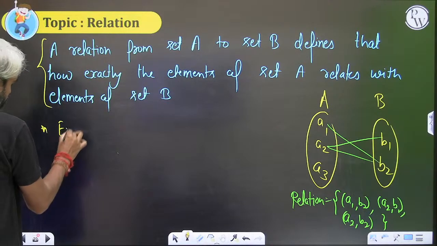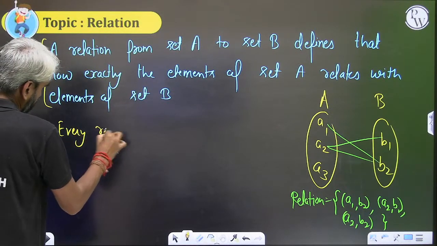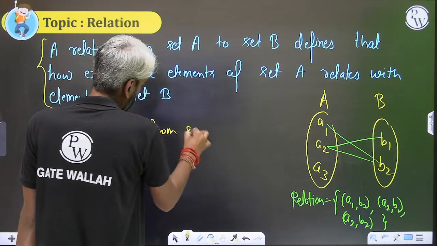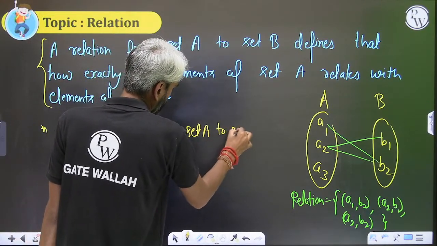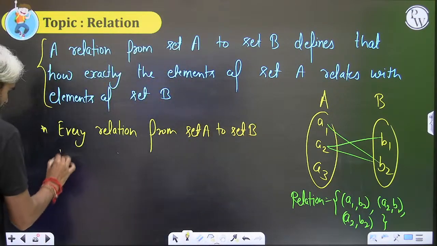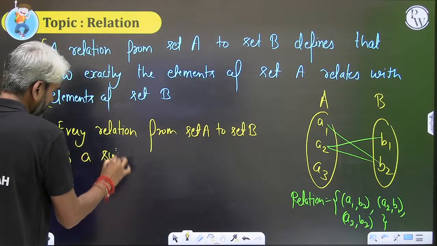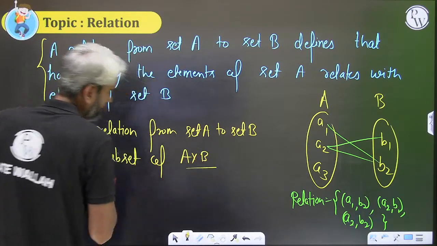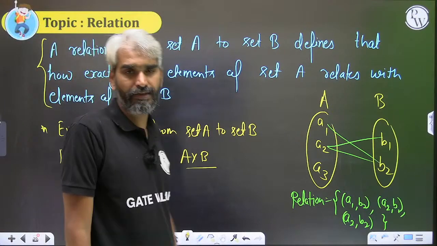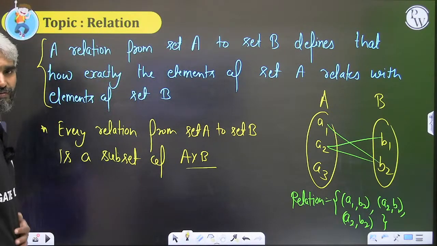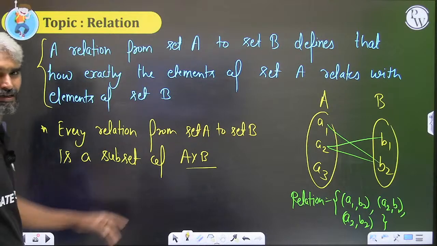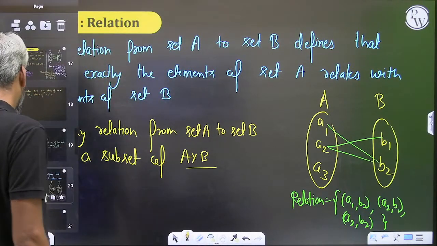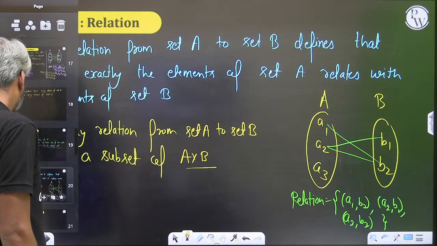Every relation from set A to set B is a subset of A cross B. Whatever ordered pairs appear in the relation will be from A cross B. Clear? Okay. Let's go ahead and try to understand the next thing.